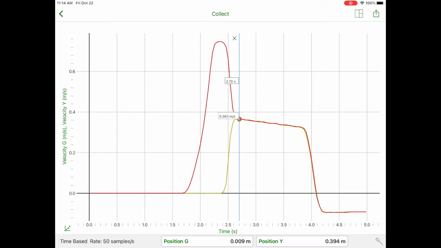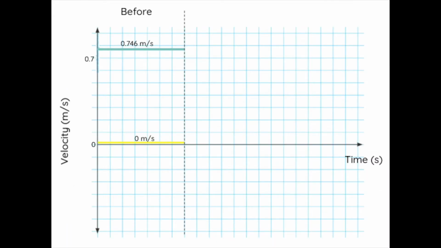So tap right before the collision and record the velocities. Tap right after the collision and record the velocities. When you go to graph these, you only need to graph the y-axis precisely. So pick a good scale and label your two lines, preferably with some sort of colored pencil so you can tell them apart. In this case, the initial velocity of the green cart was 0.746 meters per second, and the initial velocity of the yellow cart was 0 meters per second.